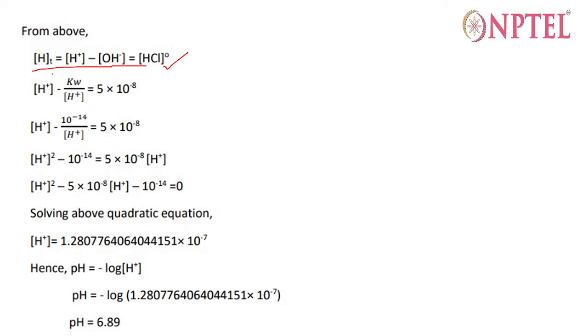So here I am writing the H+ ion. Then I know the constant for water, Kw. We know the value of Kw, right? This is the equilibrium constant for when water is getting dissociated, and it is nothing but 10 to the power minus 14. And from here we are getting this.